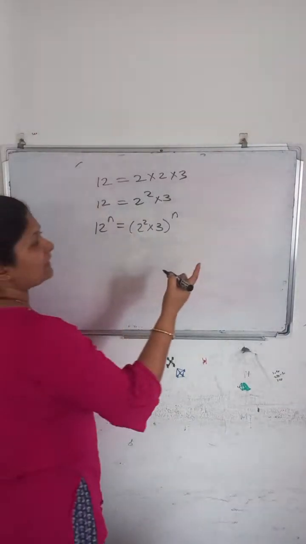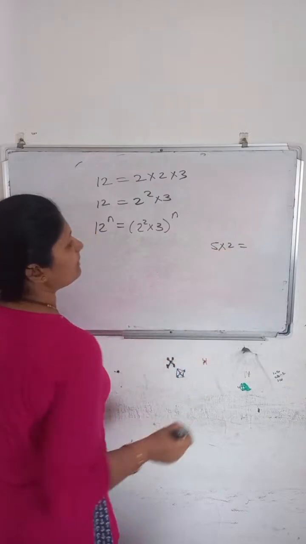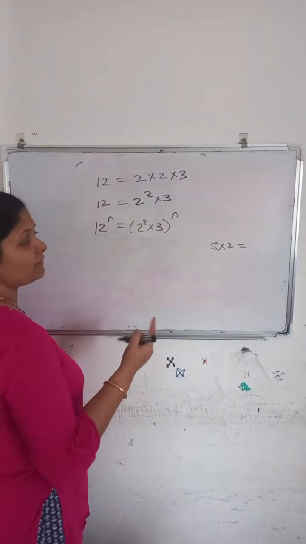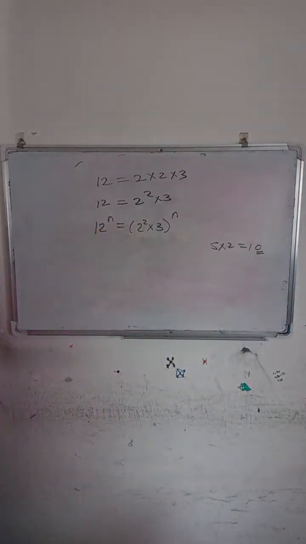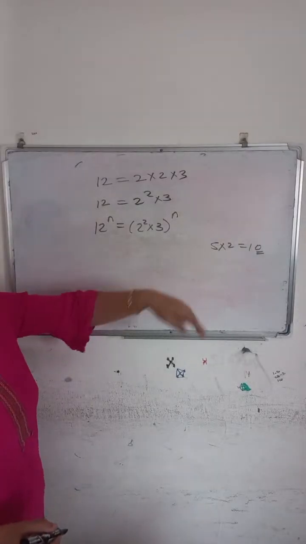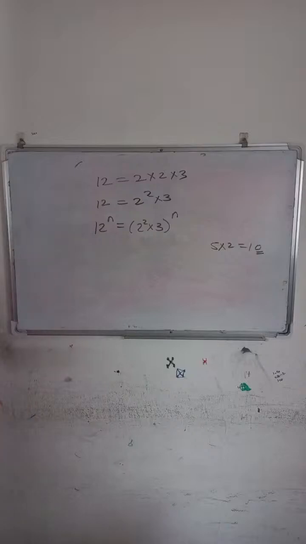So when do we get the units place as 0? Whenever I am multiplying a number with 5 and 2. So 5 2s are 10. See here, units place is 0. But in case of 12, there are no factors 5 and 2, so it never ends with 0. Okay. So it never ends with 0 for any natural number.